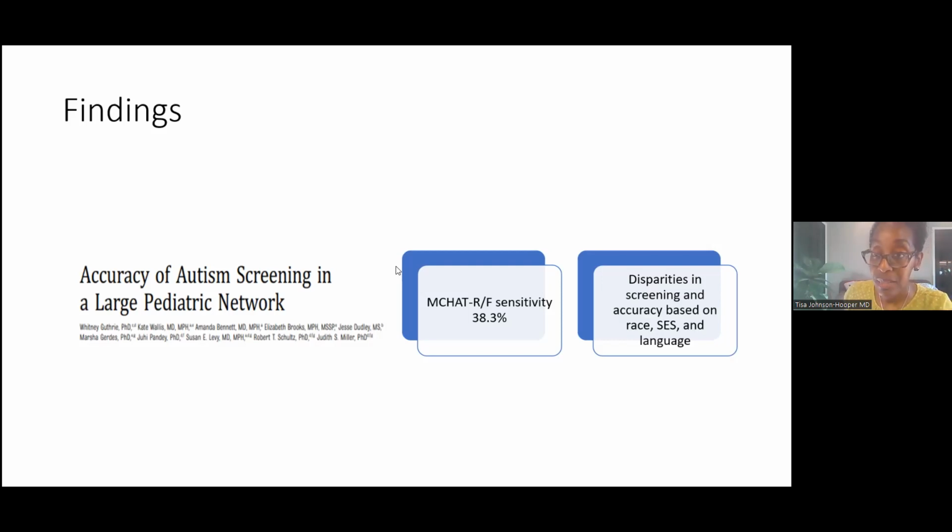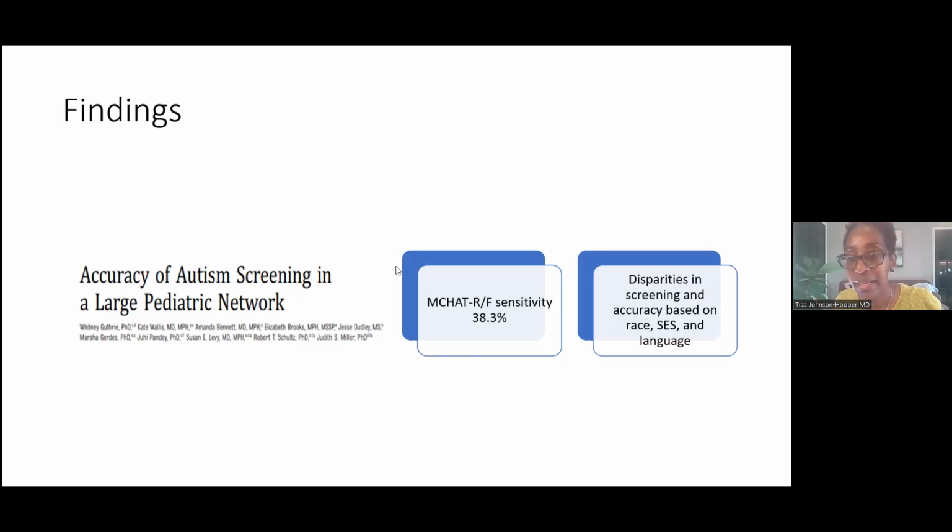Providers, though, should be mindful that since the MCHAT does in fact miss some children, they should continue with developmental surveillance and pay particular attention to parents' concerns to inform their clinical impression with regards to making further diagnostic referrals. In the AAP's most recent update to their guidance for identification, evaluation, and management of children with autism, they highlighted the need for more accurate and culturally sensitive screening practices.